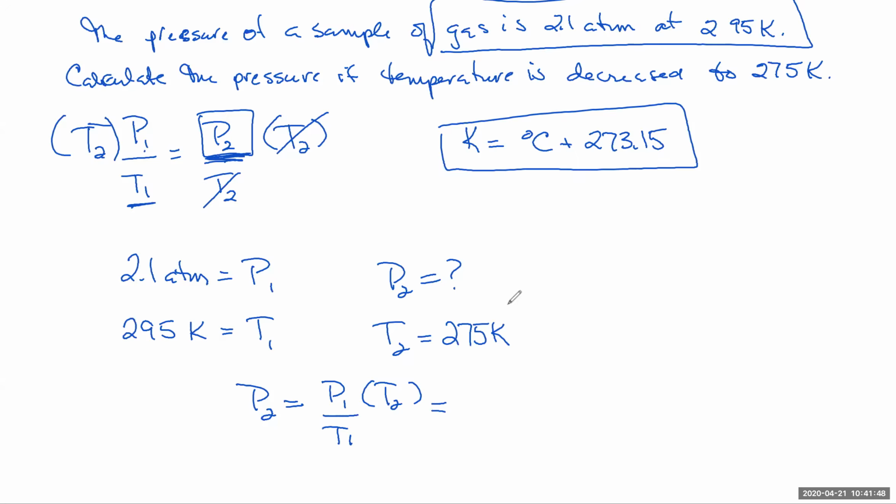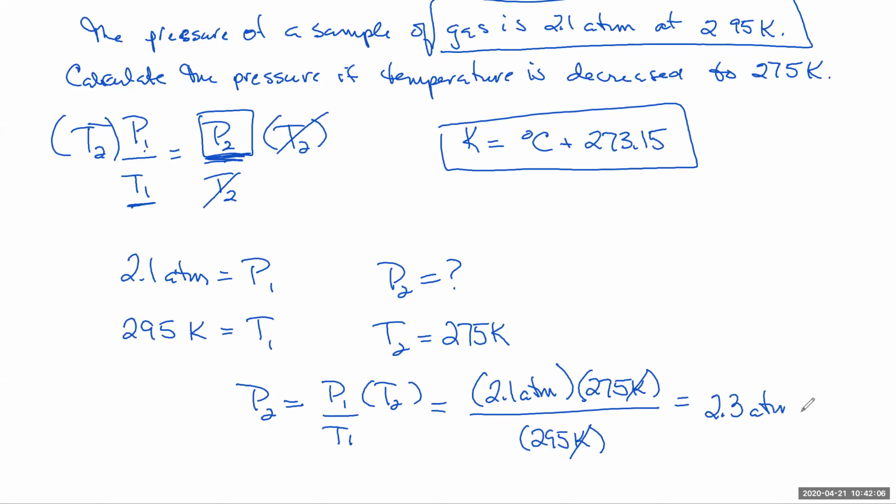So then I could just plug in my values. P1 is 2.1 atmospheres. T2 is 275 Kelvin. T1, 295 Kelvin. Notice Kelvin will cancel. My unit will come out in atmospheres, and I'm going to get 2.3 atmospheres. Oh, I think I did something wrong here. I don't have my calculator. T2 is 275. This is not going to come out to be 2.3. I'm very sorry. Please calculate that and I'll email you what you're going to get.